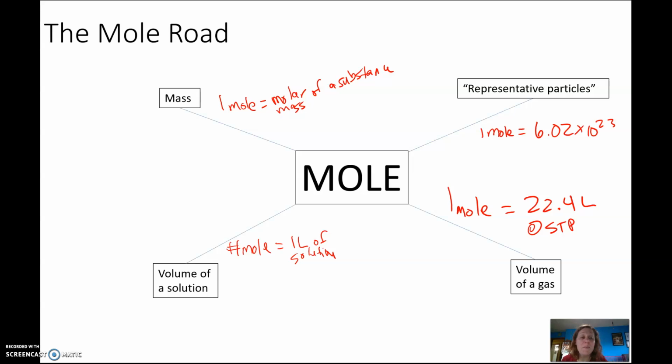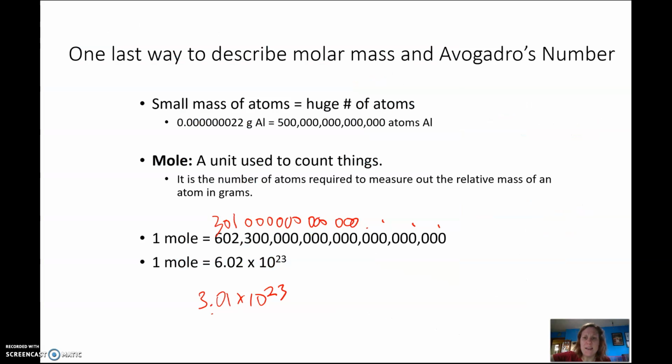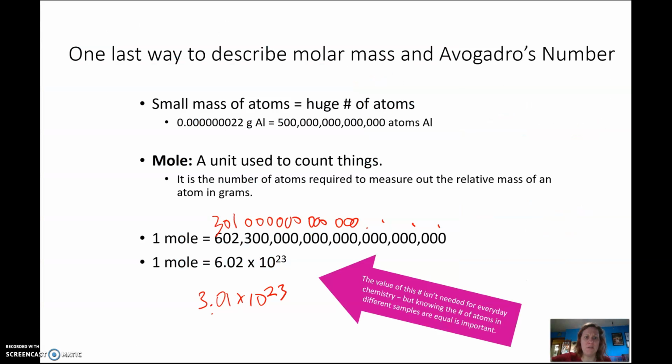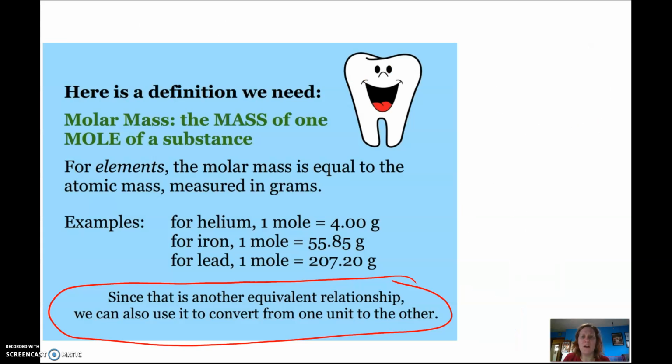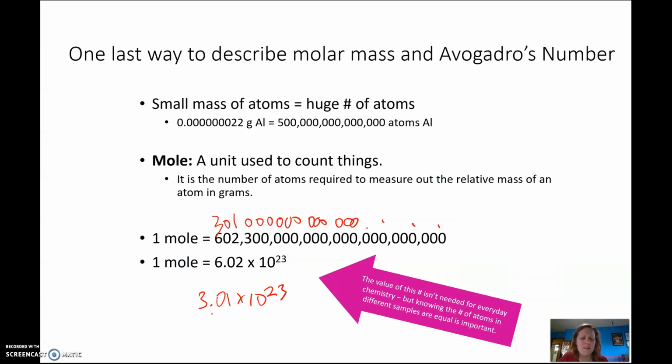So the mole is a chemist's best friend because the word mole is a unit to count things. When you say a mole, why are we not going to use this big huge number? Because no chemist ever goes, oh well, in this jar, ready?